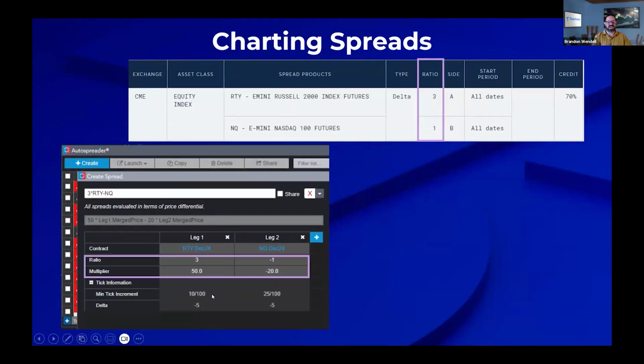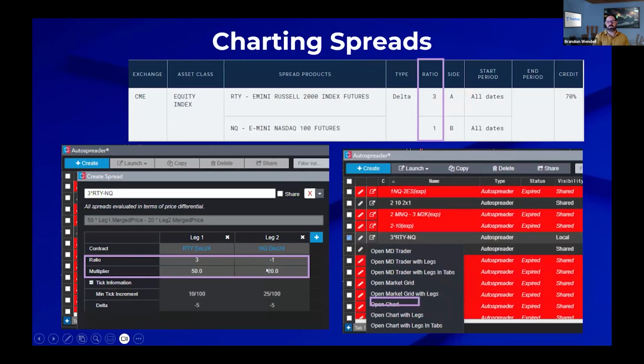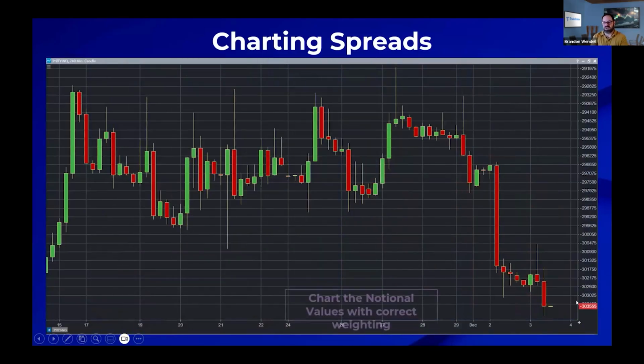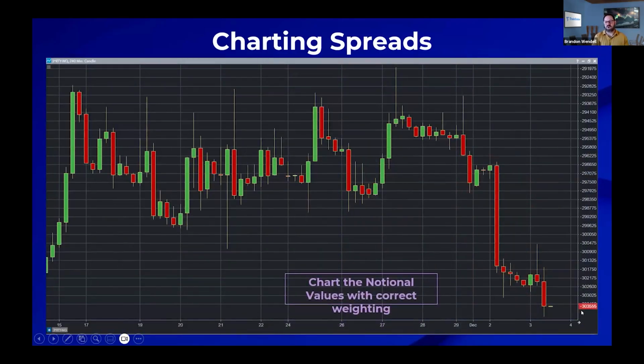So in this case, you can see I had to multiply by the point values, but because the ratio is different, I also had to take into account I need 3 Russell contracts for every 1 NASDAQ contract. And that would give me the proper chart. So I can open that chart in the auto spreader. And there it is with notional values with the correct weighting.